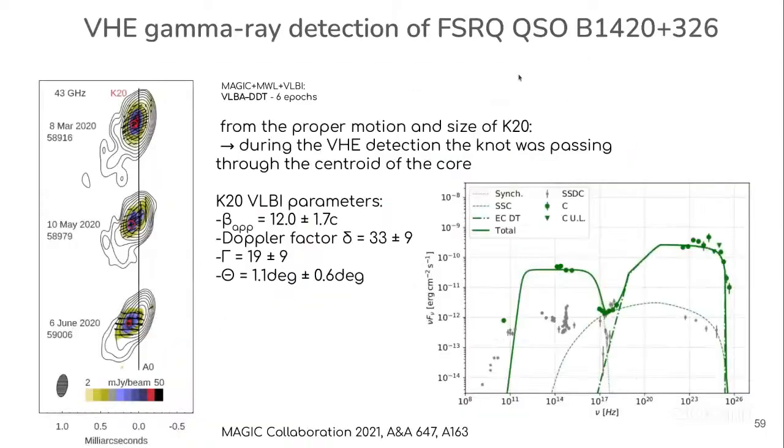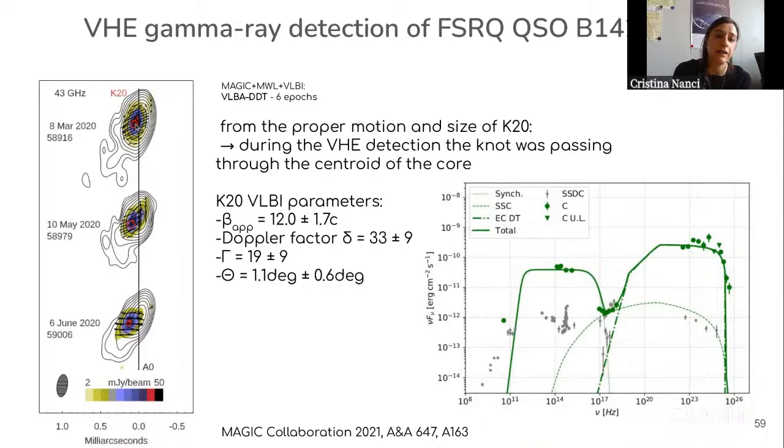Last source, this is an FSRQ that is interesting from a TeV point of view, because FSRQs are also very rare sources in the TeV sky. So the detection of this one was followed by the ejection of a new component in the VLBI image, for which the proper motion was measured and all the parameters were set and were compared to the modeling of the broadband SED.